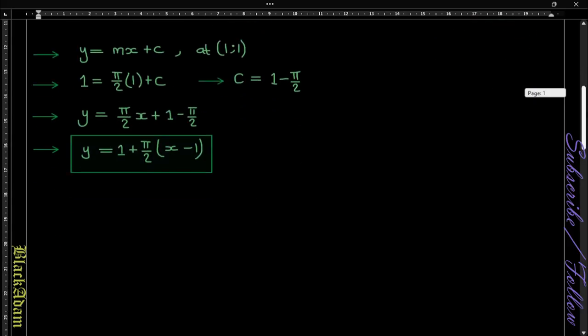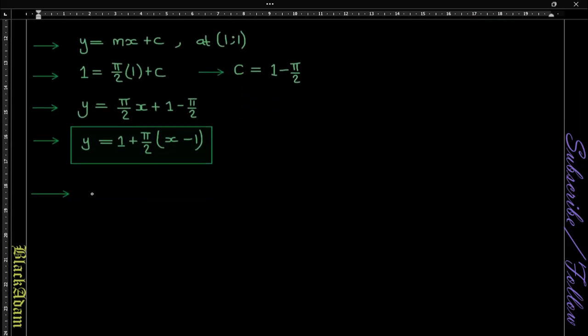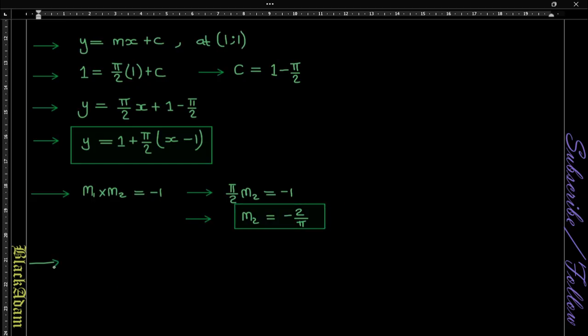So that's our first equation for one of the tangents. We need to find another equation that is perpendicular to that. Remember, when lines are perpendicular, meaning normal to each other, the product of the two gradients gives -1. So pi over 2 multiplied by the second gradient gives -1. Solving for the second gradient, m2, is going to be -2 over pi. So that's our answer for the second gradient.